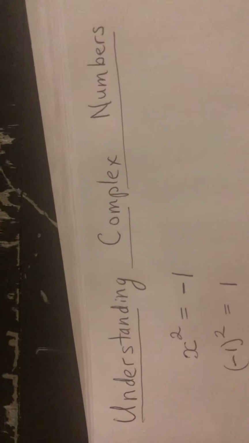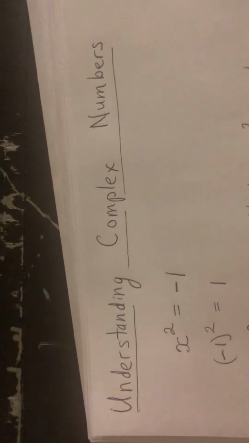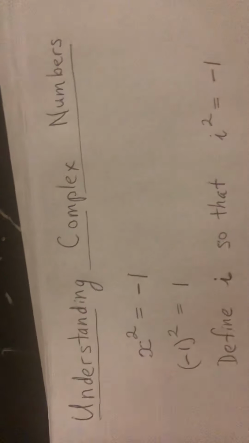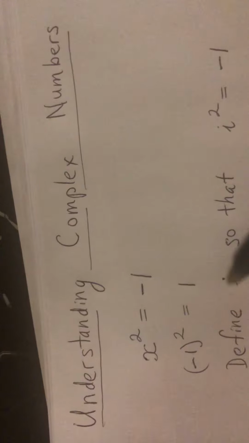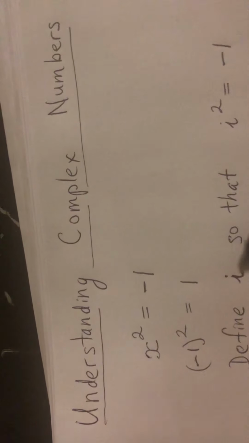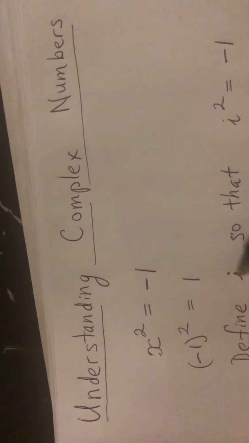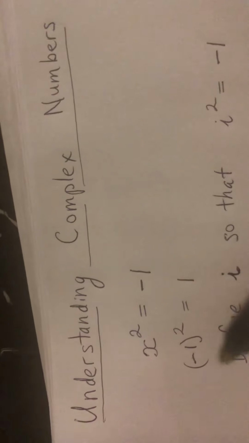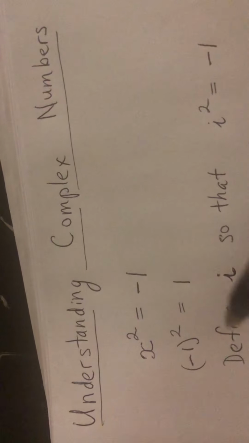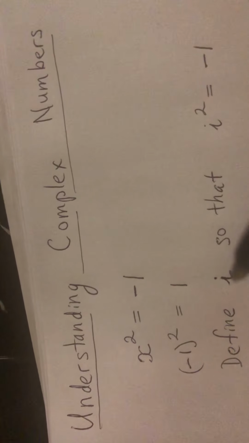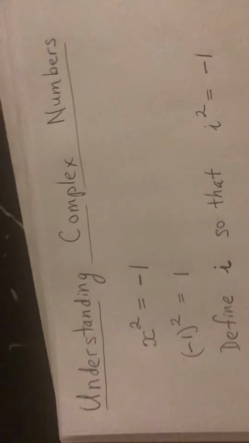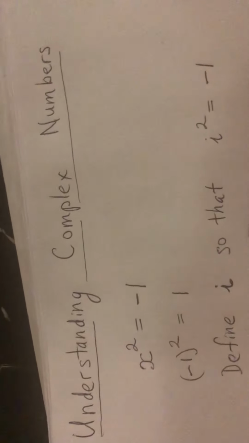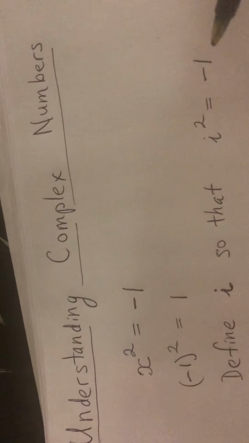So what people did is they just said, okay, well, we'll just expand that. We'll just invent a number. We'll call it i. i is an imaginary number. I'm not sure if i was chosen because it's the first letter of imaginary, but it works out well, so that's just a way to remember it. i is an imaginary number because it sort of doesn't exist, but people just made it up to solve this equation. So we're going to define i so that i squared equals -1.